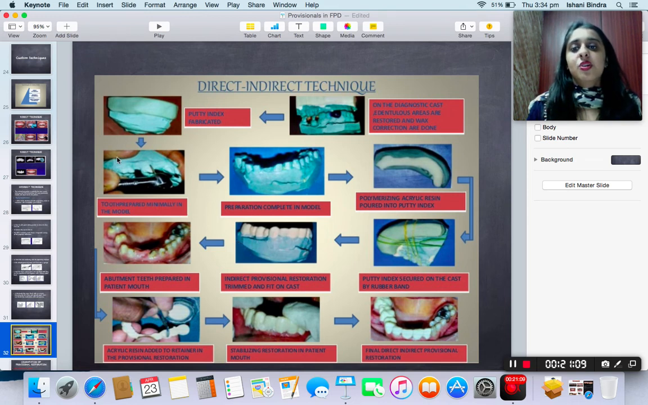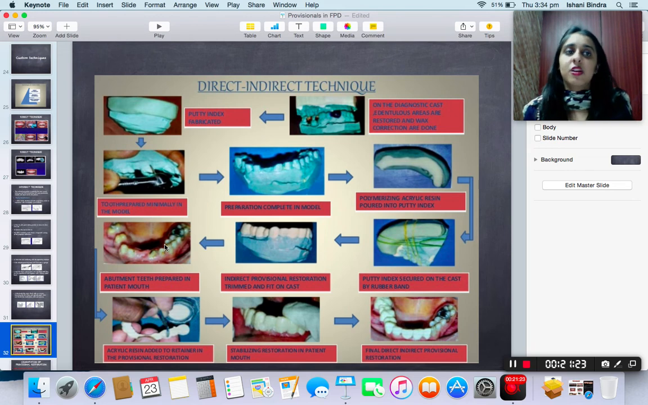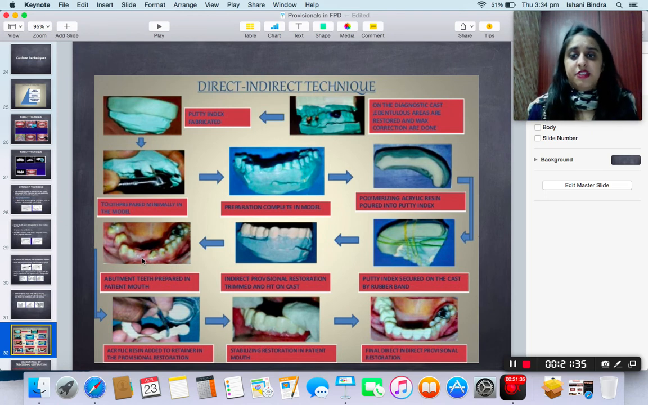So these were all the steps which are done in the dental laboratory. Now what do we do in the patient's mouth? First we prepare the teeth. After teeth preparation, we remove these provisional restorations from the cast and try to seat them in the patient's mouth. Obviously, the preparation which we did on the cast and the preparation which we do in the patient's mouth will have some degree of change.